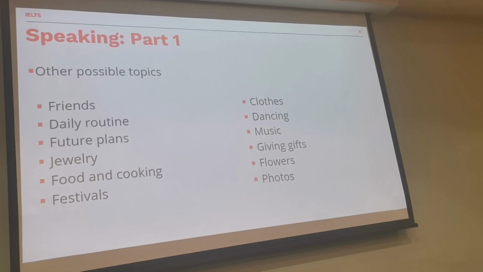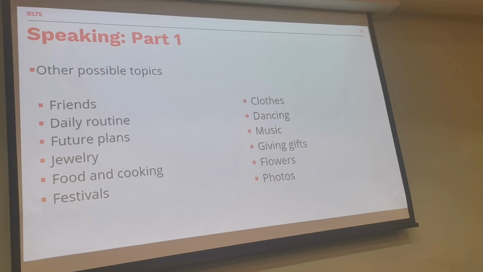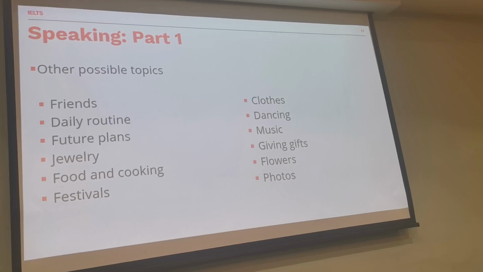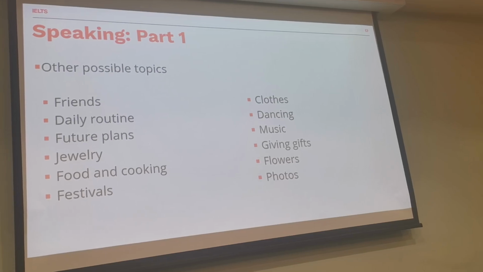Yeah. Some other topics could be about friends, could be about daily routine, but it could also be less usual things. It could be about jewelry or flowers. You kind of need to be ready to talk about anything. But you don't need to be an expert. It's not testing your knowledge, it's testing your English.